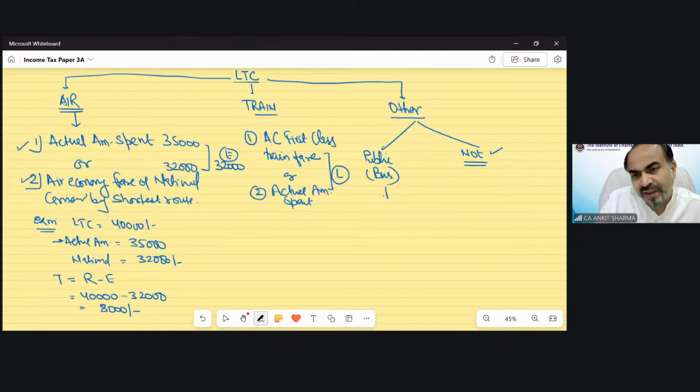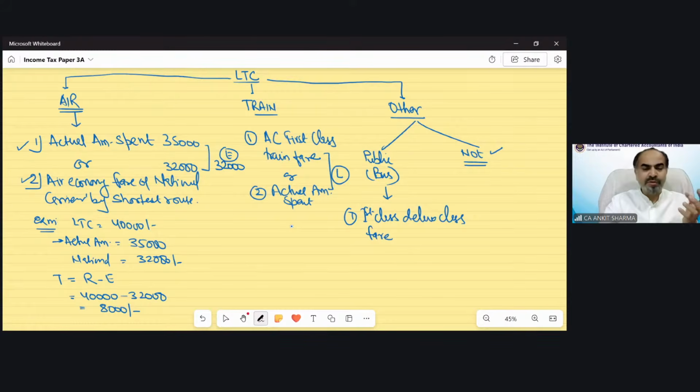Suppose if any other public transport exists, in that situation you need to take first class deluxe class fare of that bus or that public transport. You need to take the first class deluxe class fare by shortest route, or again the same point, actual amount spent, whichever is lower is going to be exempted.